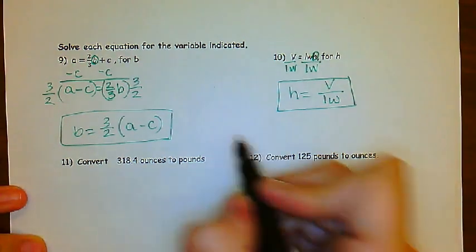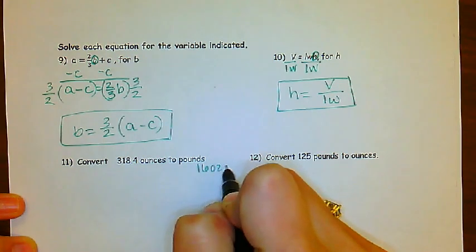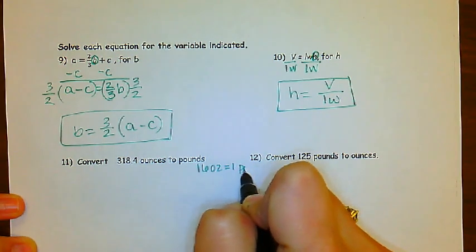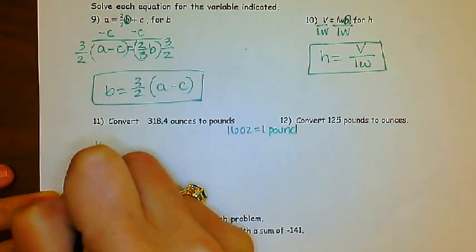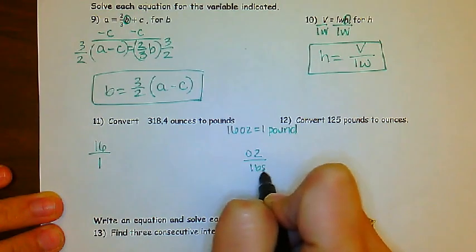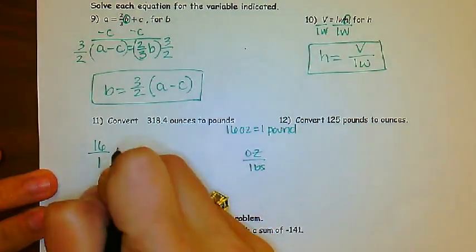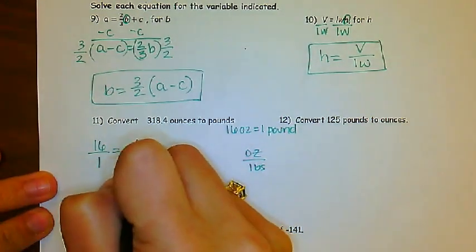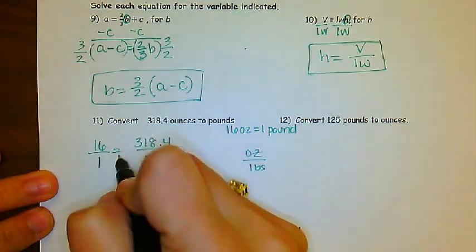Okay, conversions. So for this one, we need to know that 16 ounces is equal to 1 pound. Okay, so I'm going to start both of these as 16 over 1. Make sure you remember ounces are on the top, pounds are on the bottom. Okay, don't forget to keep that for yourself. Okay, so 16 over 1, I have ounces, and I need pounds.